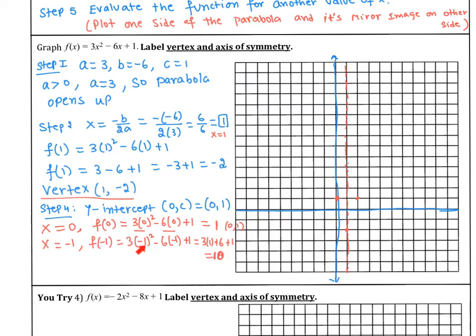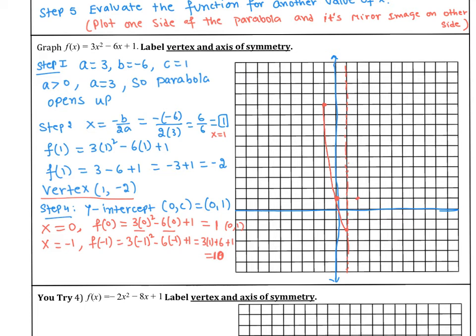Remember, -1 squared is going to be +1, whereas -6 times -1 is +6. When you add all of them, you're going to get the y value as 10. So -1 comma 10. I'm going to plot 0 comma 1, which I already plotted, and -1 comma 10 would be 1, 2, 3, 4, 5, 6, 7, 8, 9, 10. This point right here.